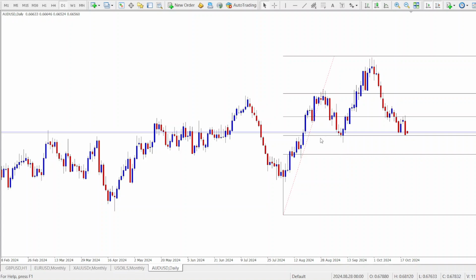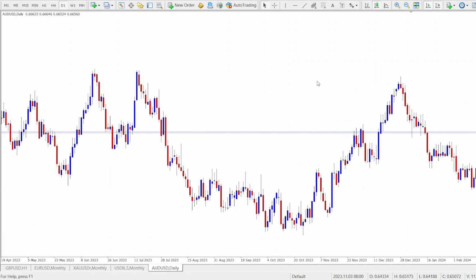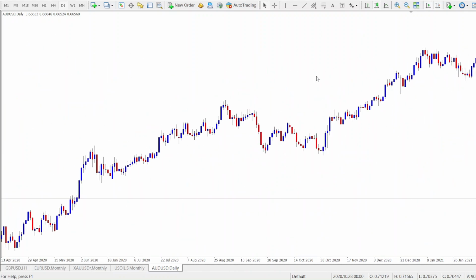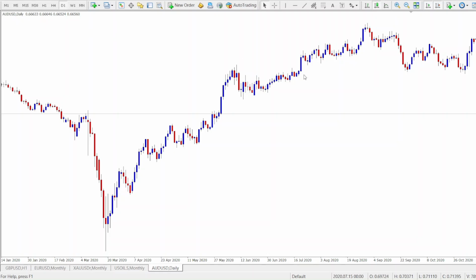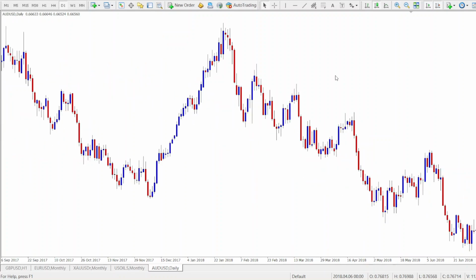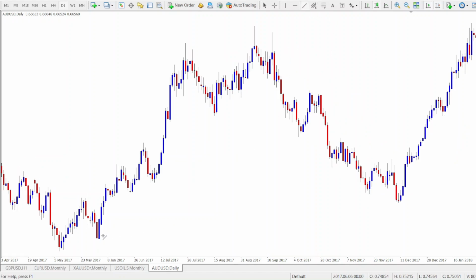Okay, now when you want to use this tool, you need to first of all identify the trend. Once you identify the trend, let us just go gradually. I want to look for a clear bullish trend. Okay, a clear bullish trend. Now we have seen a clear bullish trend around here, right? So let us use this as an example.